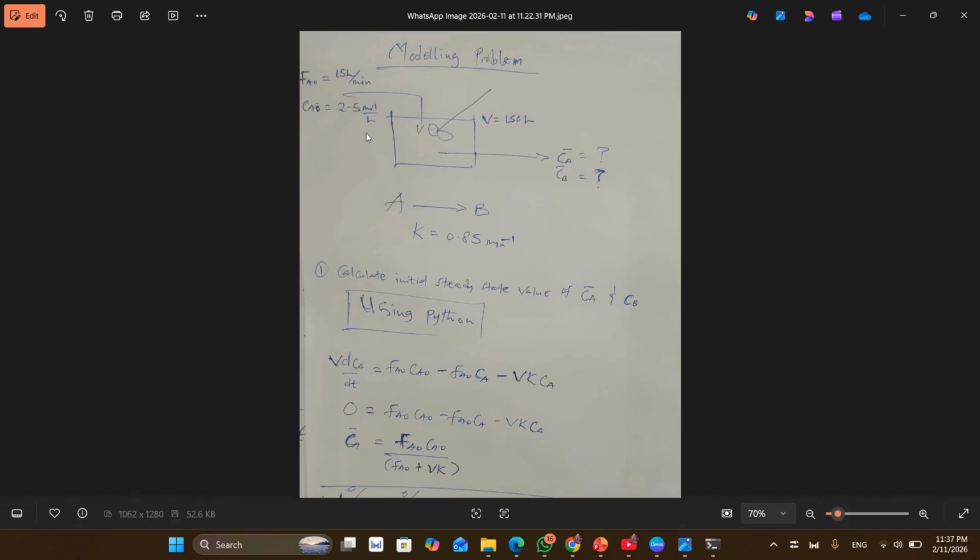So the question is to use Python to find the output concentration of the reactant, Ca, and we also have to find the output concentration of the product B. In this video I'll show you how to find the Ca, and in the next video I'll show you how to find the Cb. If you can see here, I've simplified my mass balance into this form so that I can code this in Python to give us our answer, as simple as that. So let's start.